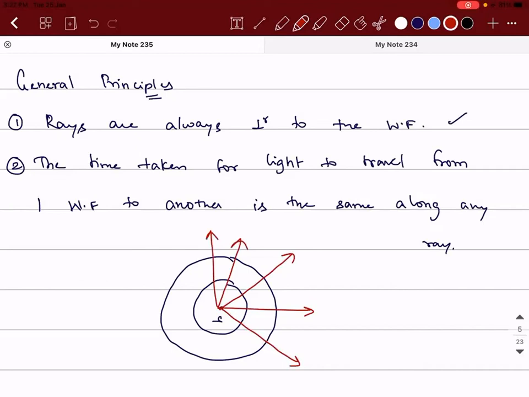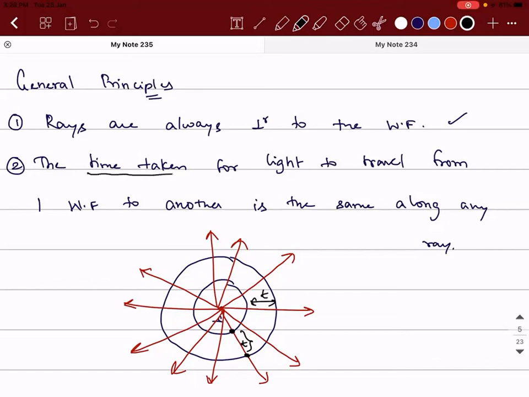So when you draw these rays perpendicular to the wavefronts, what is going to happen? They take a certain time to travel from one wavefront to another. If you calculate the time taken along one ray and along another, they are trying to say that both will be the same. That is the meaning of the statement: the time taken for light to travel from one wavefront to another is the same along any ray that you consider. Okay. So these are the two general properties.